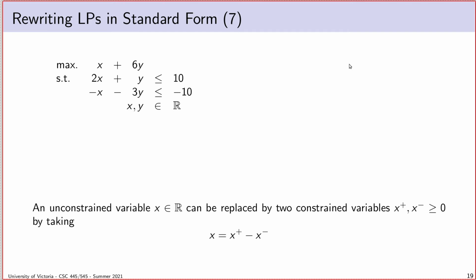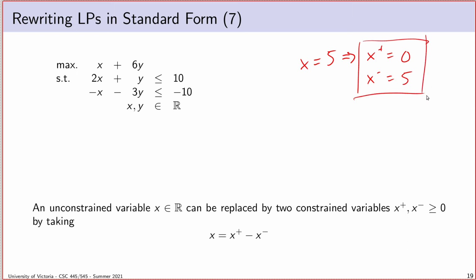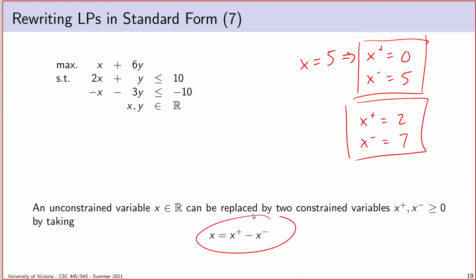If I have any unconstrained variable, I can just replace it by two constrained variables and then define my original variable to be one minus the other. And so I'm actually going to reproduce the example I just wrote. So if x equals 5, then I get x plus equals 0 and x minus equals 5. Now, you may be looking at this and wondering, well, wait, I don't necessarily get that, because I could also have x plus equals 2 and x minus equals 7. And you're right. Both of those would be valid. By introducing extra variables, I am making it so that there could be multiple different solutions for a particular value of x. That isn't really a problem.